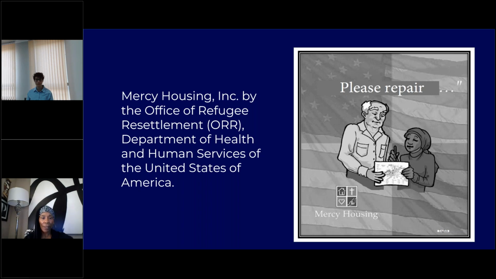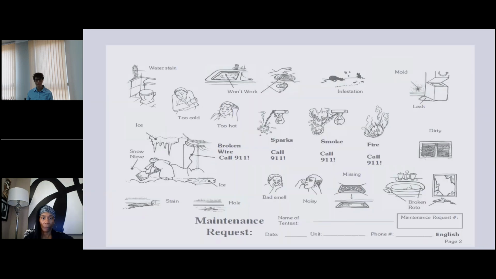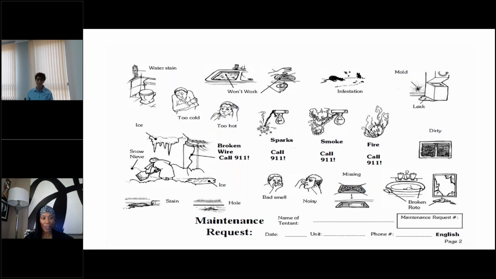If you have tenants, not just newcomers, but a tenant with a language barrier, or who can't read English, or can't read at all, I've had clients that couldn't read, this is a great tool to use. So let's go to the next slide. As you can see, this is just page 2, and it breaks down the maintenance request. It has pictures and explanations. I think this is a great tool to use. Next slide.